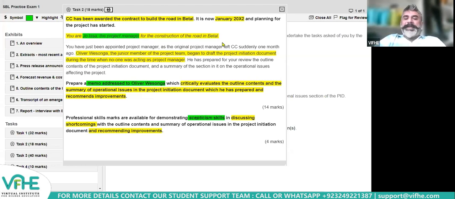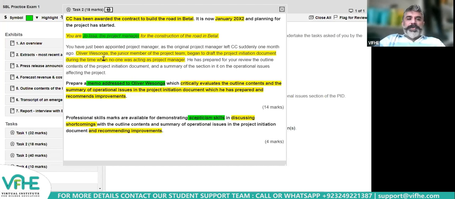So our role has been defined. In this scenario, you are not an accountant. You are not the CFO. You are the actual project manager of this road construction project. Understood? So you need to think like a project manager, as if you are managing this project. All right?